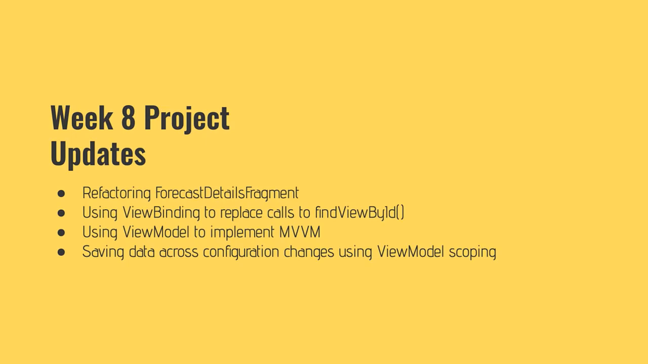So this week, we're going to be focusing exclusively on refactoring Forecast Details Fragment in a few different ways. We're going to use ViewBinding to replace all of our calls to findViewById. We're going to introduce the Android ViewModel class and use that to implement a simple MVVM architecture within Forecast Details Fragment. And then finally, we're going to save data across configuration changes by using ViewModel scoping and reusing existing ViewModel data when the fragment and the device is doing things like rotating around.